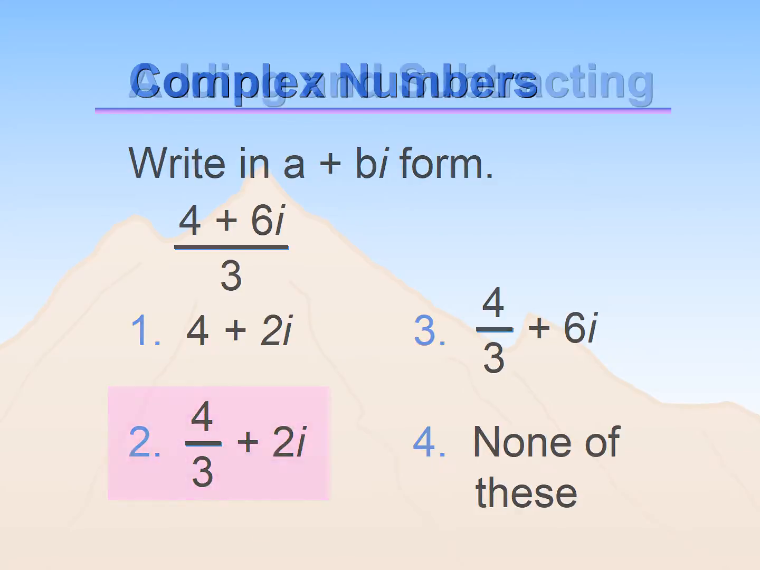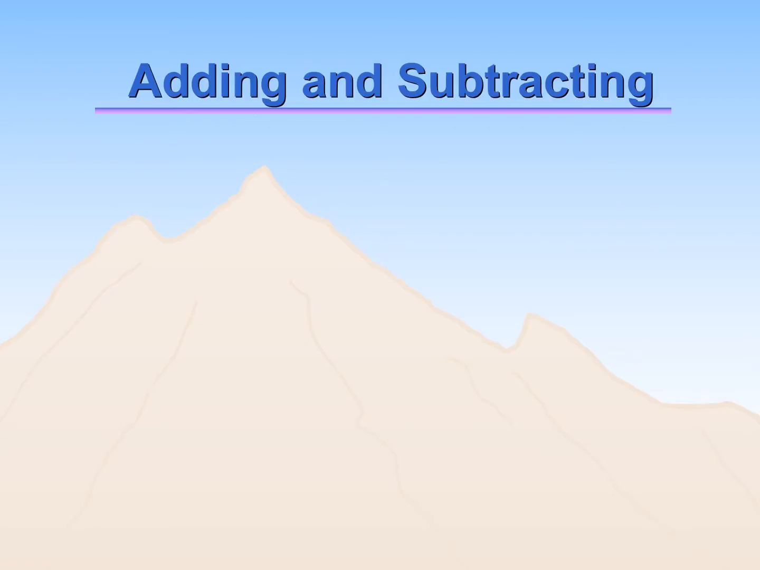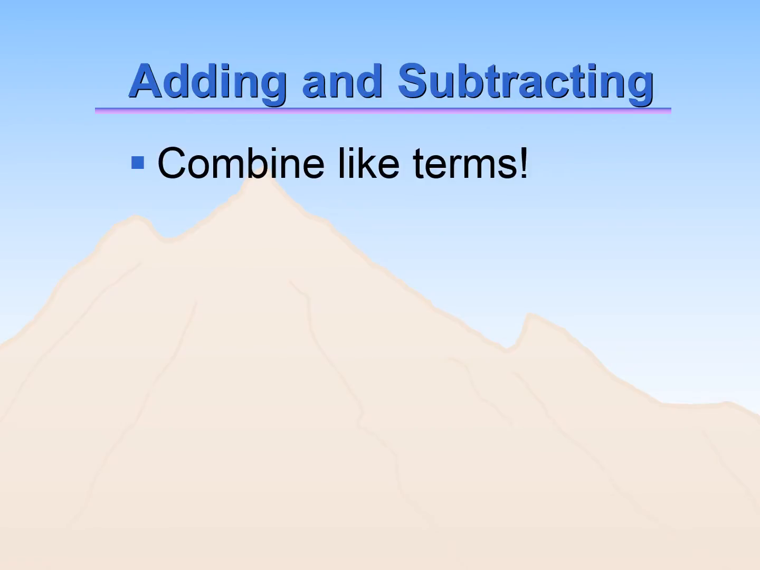All right, so when we're adding and subtracting, the most important thing is to combine like terms. It's almost like when we were solving for x and we had to combine like terms. We're doing the same thing. We have an i, and so anything that has an i in it, you can combine it with other i's. So an i plus an i is 2i.